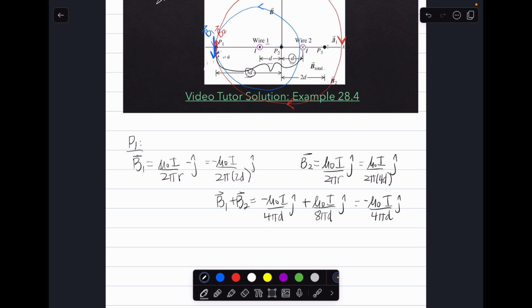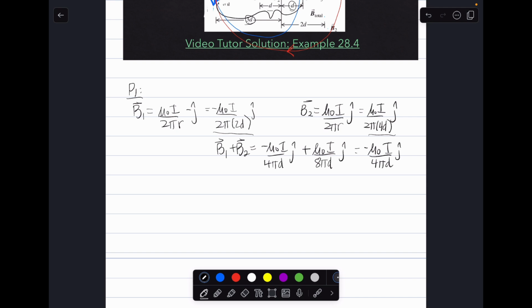And that makes sense because wire 1 is closest to point 1. So the magnetic field due to wire 1 is going to have the most influence at that point, which we can see is negative, right? So we're adding a large negative to a small positive, and we're going to be left over with a negative value. So a little conceptual check there. That makes sense. Let's do P2.